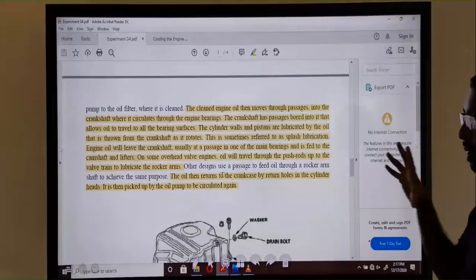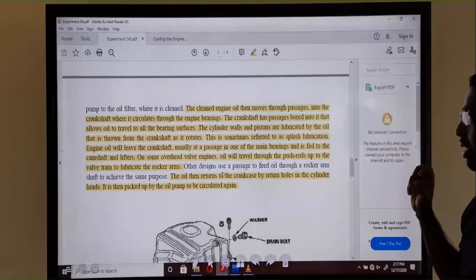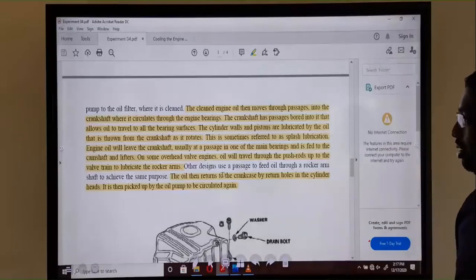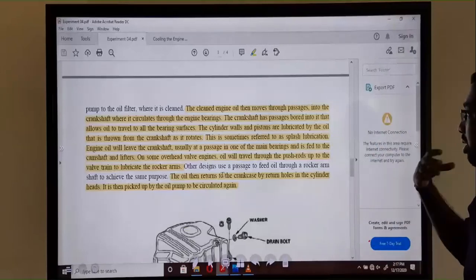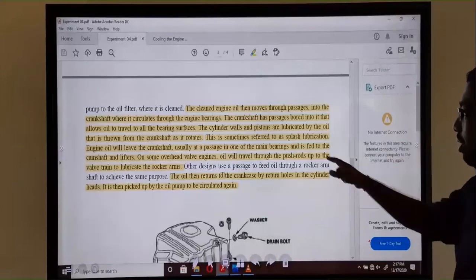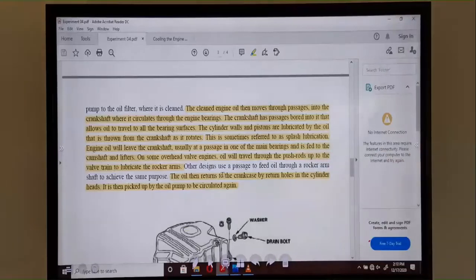Okay, when we spray, what will happen? The oil strikes the cylinder wall, any metal surface, so that's called splash lubrication.